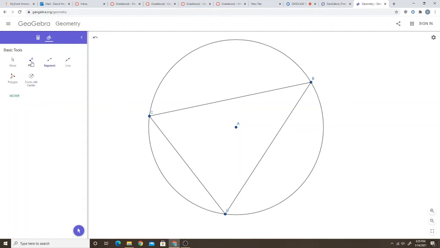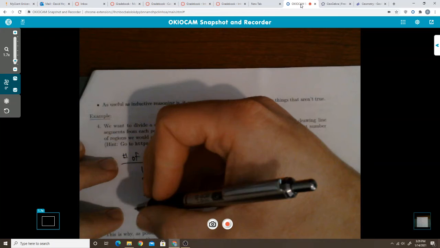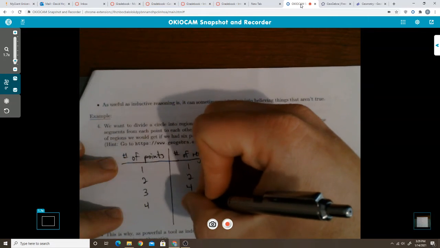Okay, let's do another point. Okay, now I have to connect this to all the others. And then I have to count up the number of regions, and it starts to get a little tricky, but we've got 1, 2, 3, 4, 5, 6, 7, 8 regions now. So 8 regions. So when there are 4 points, there are 8 regions.